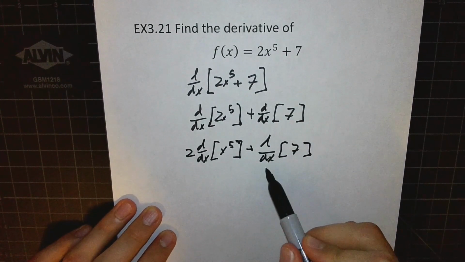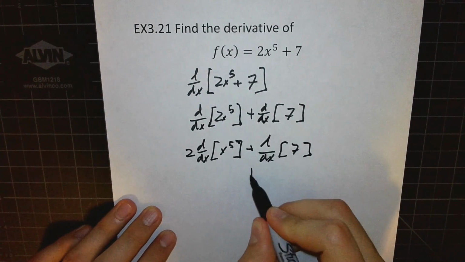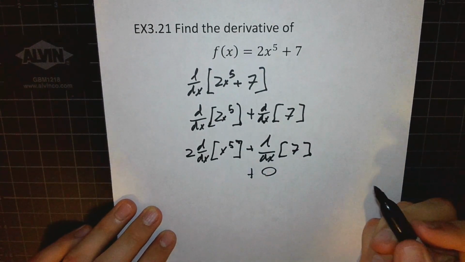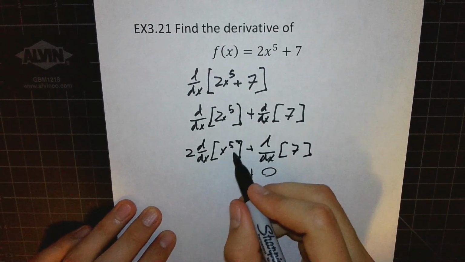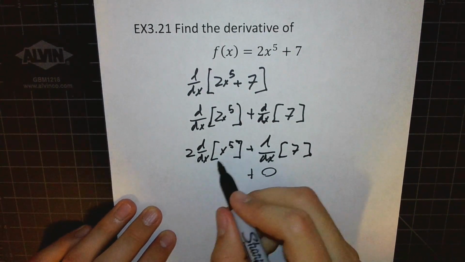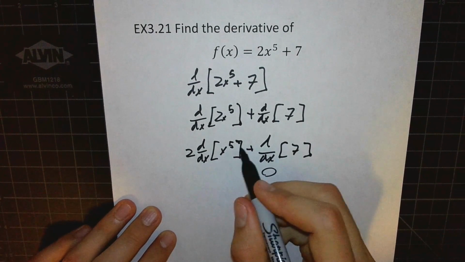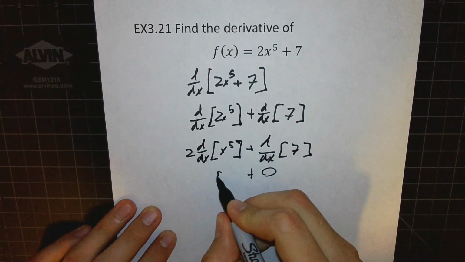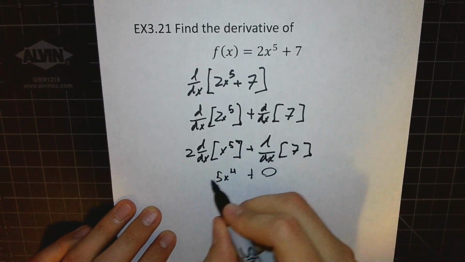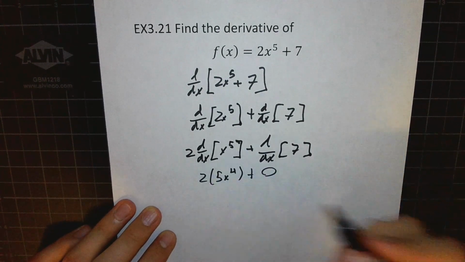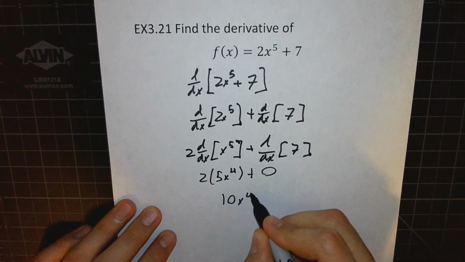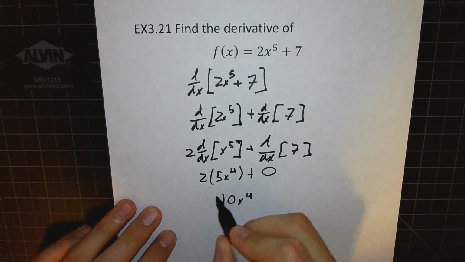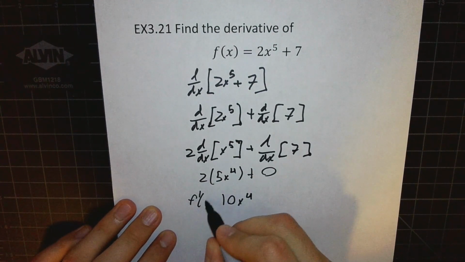We know that the derivative of a constant is 0, so we can just write 0 here. And then the derivative here will be n x to the n minus 1, so this will be 5x to the 4th times 2. And so then we'll rewrite this as 10x to the 4th, and this will be our f prime of x.